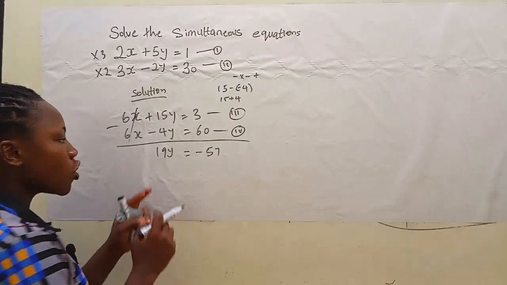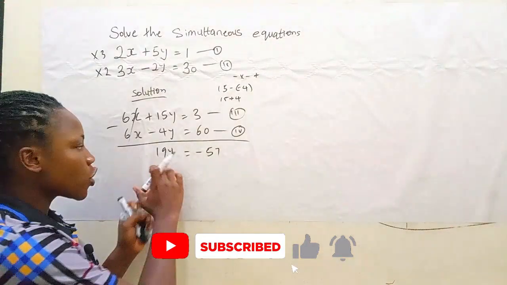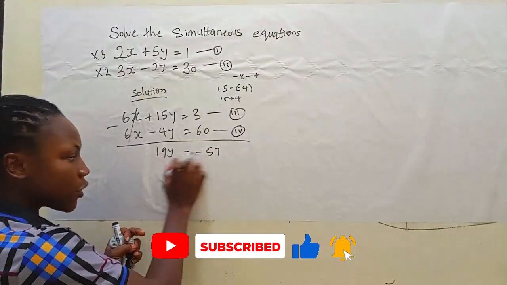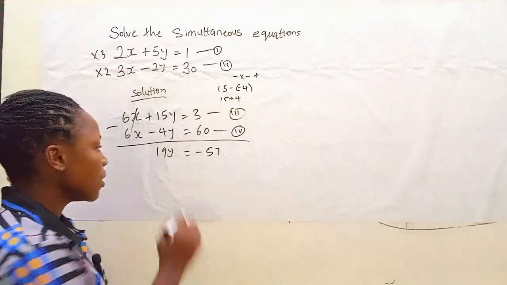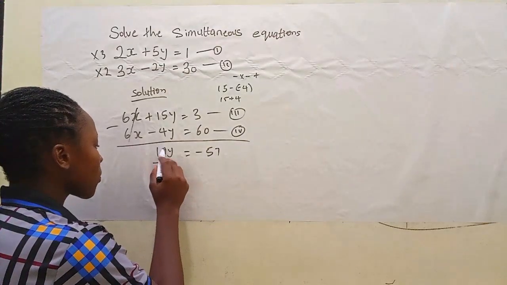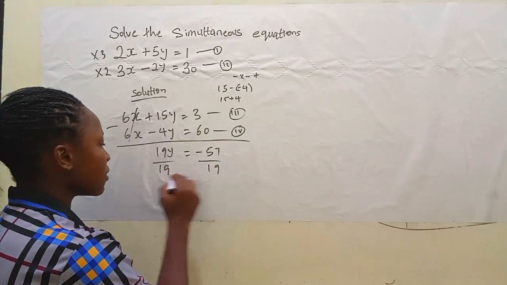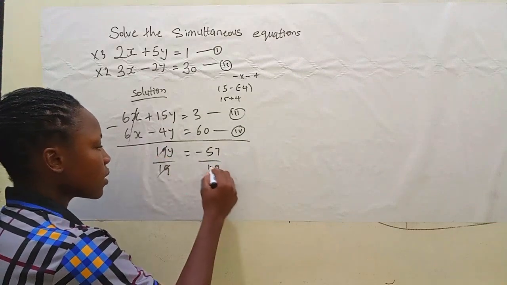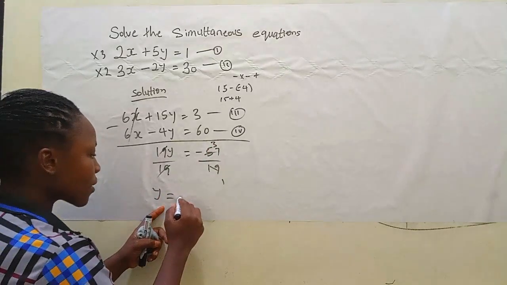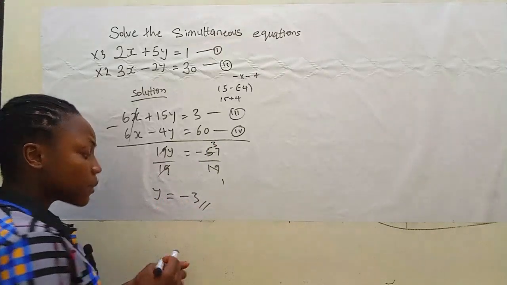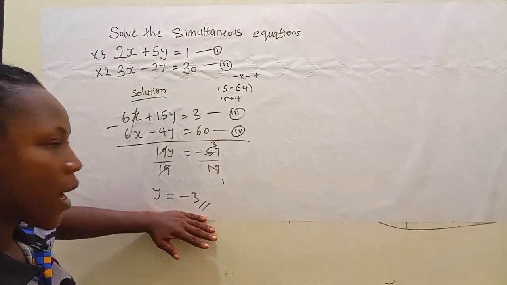Alright, now for us to be able to find the value of our y, we are to divide both sides with the coefficient of y, which is 19. So we're going to have over 19, over 19. This cancels this. Here is 1, here is 3. So the value of our y is minus 3. We have gotten the value of our y.